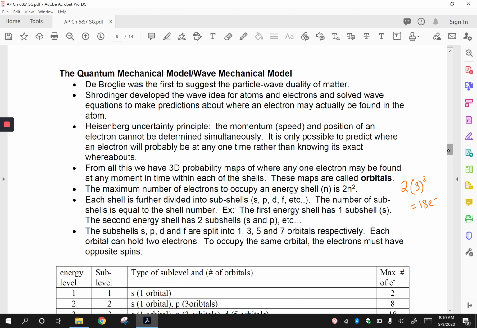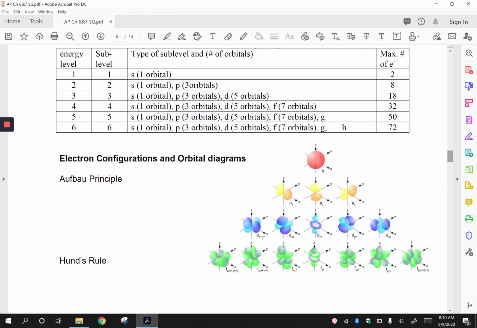So let's look at these pictures here. This is the S sublevel. It only has one orbital, so there's one map or one graph that we draw. These are the P sublevel, and it has 3 orbitals. Remember, these are 3D graphs. They look like dumbbells, whereas S looks like a sphere. Those dumbbells in the P sublevel have 3 orbitals, one in the X plane, one in the Z plane, and one in the Y plane. Then we have the D sublevel, and there are 5 of these orbitals. And we have the F sublevel, and there are 7 of these orbitals.